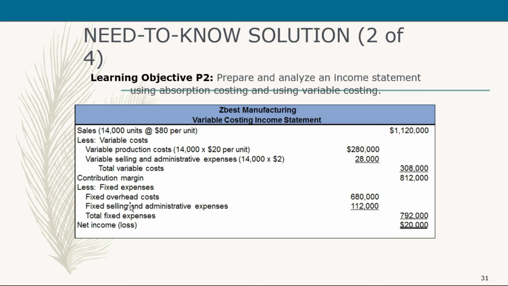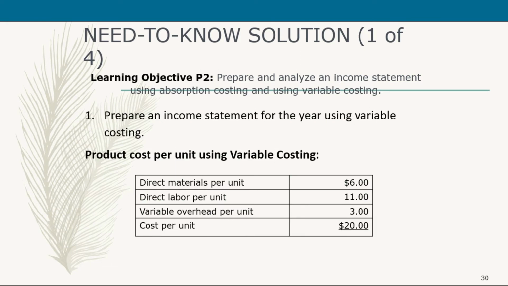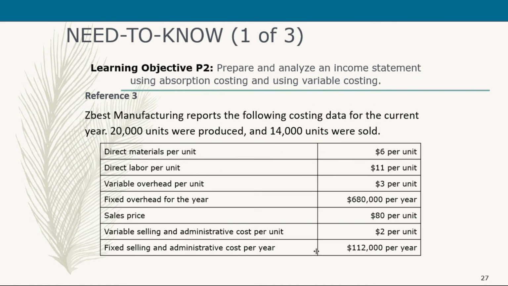First is your overhead cost, and the second is your selling and administrative expenses. In this case, your overhead cost is $680,000. It's already given in this table. So remember, under variable costing, your fixed overhead cost will be recognized in full in the period cost, regardless of your sales or production. Okay?